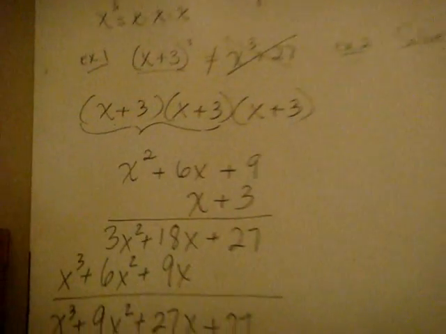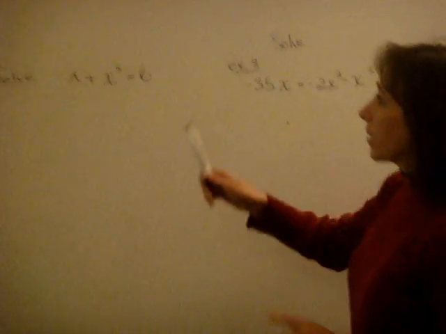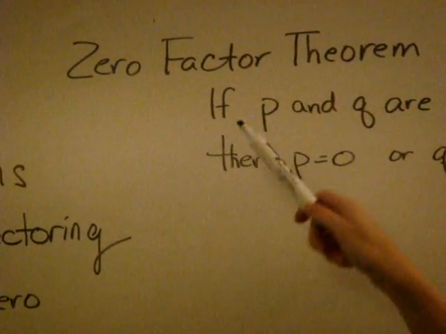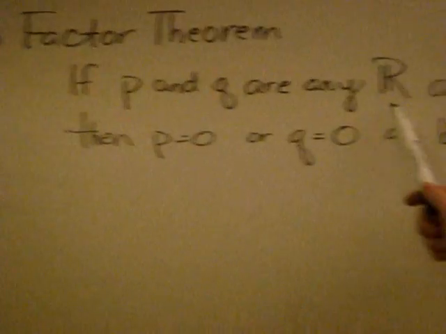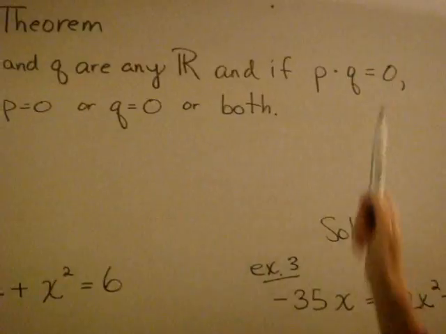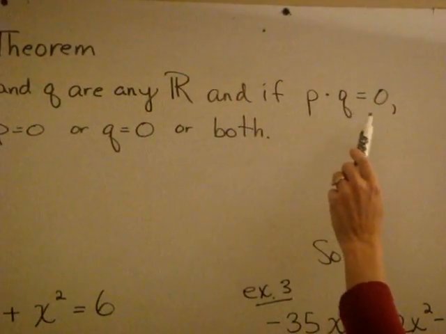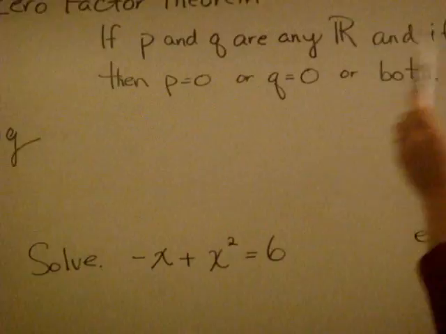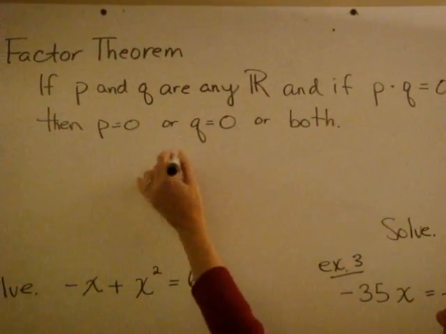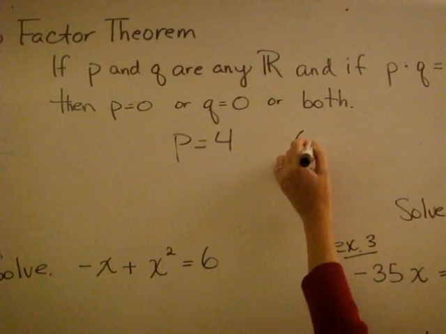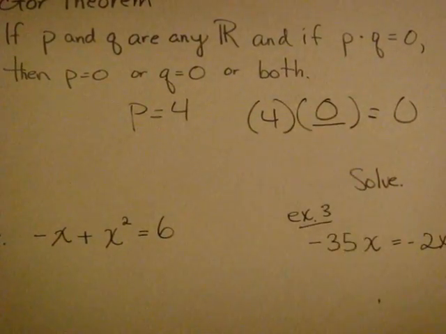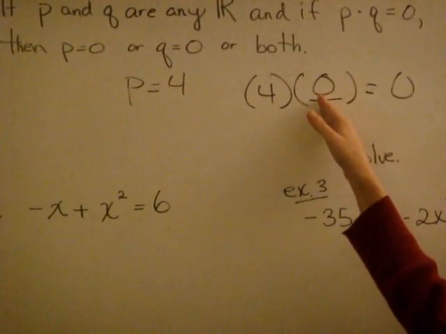Let's move on. The next part of this lesson is called solving by factoring, and we're going to look at the zero factor theorem. The zero factor theorem says if p and q are any real numbers, remember that stands for real numbers, and if p times q equals 0, so you have a product of p and q, then either p has to equal 0 or q has to equal 0 or they both equal 0. Like if p was equal to 4, we would have 4 times something equals 0. Then q has to be 0. One of these 2 has to equal 0.